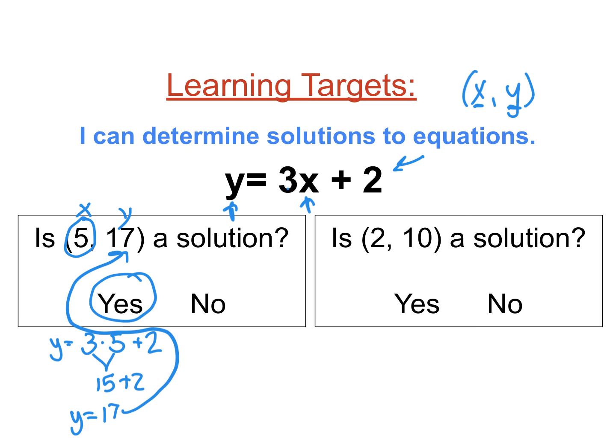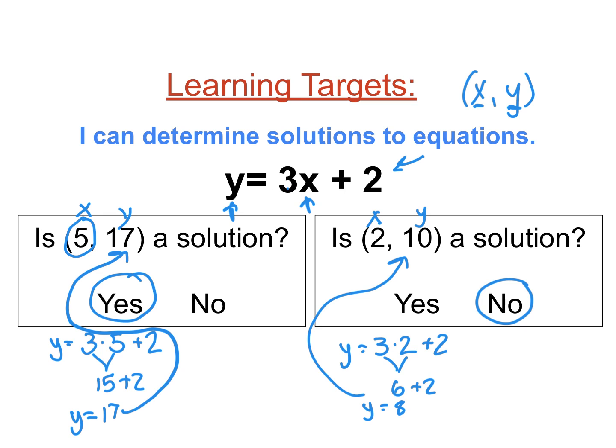Let's try the next one. My x is 2 and my y is 10. Does that work for this equation? Well, I'm going to plug my x in, 3 times 2 plus 2, and that's what y needs to equal. Well, 3 times 2 is 6, plus 2 is 8. Y equals 8. Is that true up here? Does y equal 8? No, that didn't work. So we're going to circle no, it's not a solution.